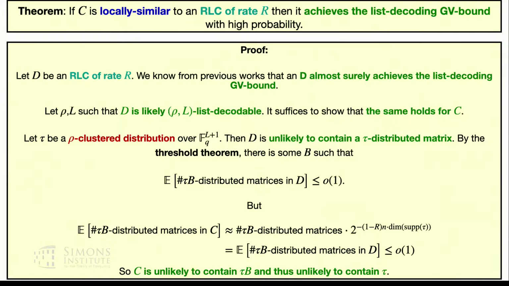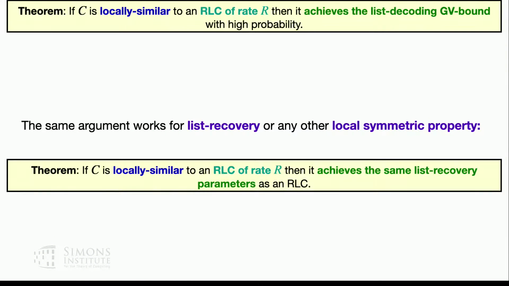But if the expected number of tau B distributed matrices in C goes to 0, then C is unlikely to contain a tau B distributed matrix, because the expected number of such matrices goes to 0. But then it's also unlikely to contain tau, because containing tau B is necessary for containing tau. Okay, so this is like a generic reduction now. In order to show that a code is as list decodable as a random linear code, I just need to show local similarity. Sorry, yes.